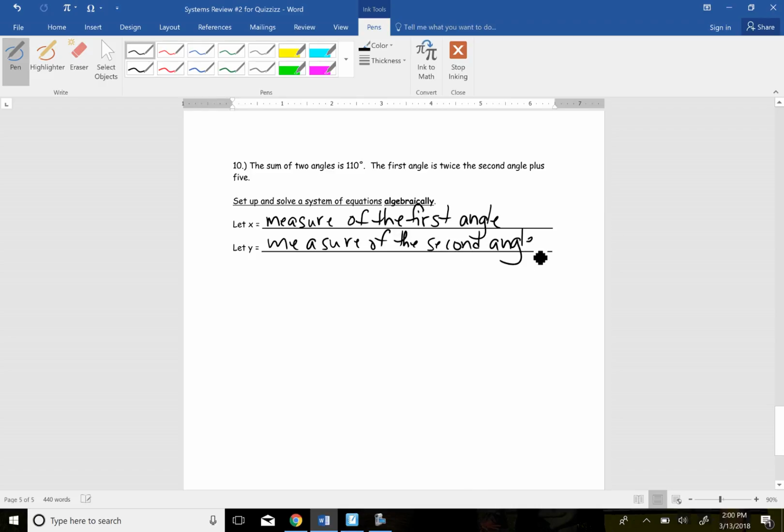So I'm going to go through the sentences, pick out what they told me, and use that. The sum means the answer when I add. So the answer when I add the two angles is 110. So the first angle plus the second angle equals 110 degrees. The first angle is, so the first angle I said was x. Is means equals. Is the same as, is equal to, twice the second. So twice means 2 times the second, we said was y, plus 5.